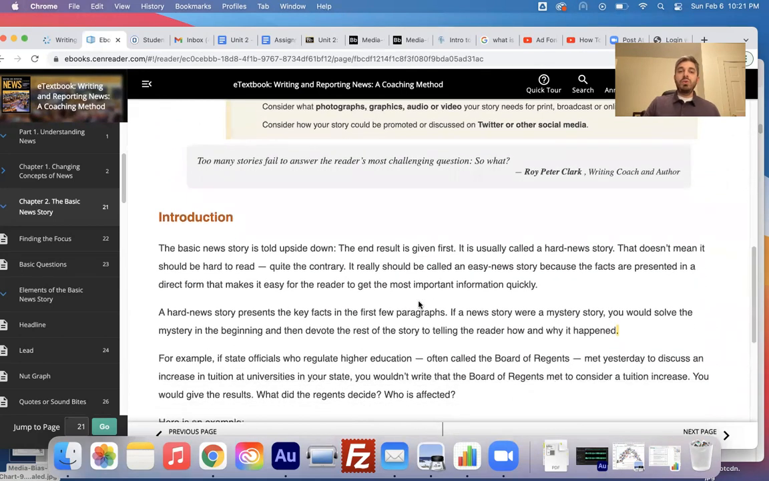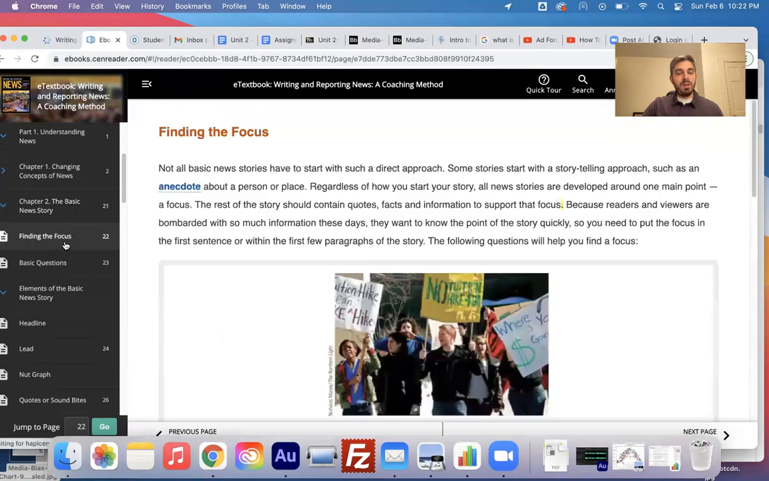The basic news story is told upside down. The end result is given first. It is usually called a hard news story. That doesn't mean it should be hard to read. It really should be called an easy news story because the facts are presented in a direct form that makes it easy for the reader to get the most important information quickly. A hard news story presents the key facts in the first few paragraphs. If a news story were a mystery story, you would solve the mystery in the beginning and then devote the rest of the story to telling the reader how and why it happened.